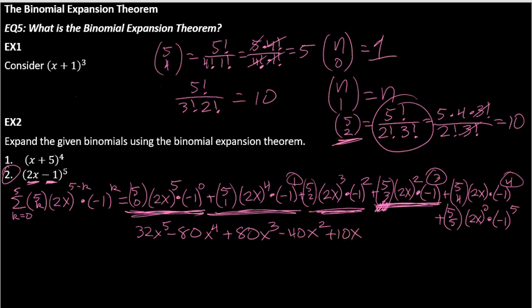And our last term, 5 choose 5. So n choose n also always equals 1. So 5 choose 5 is going to be 1. 2x to the 0, 1. So 1 times 1. Now, this is an odd power, so it's going to be minus. So I'm going to have 1 times negative 1, so minus 1.